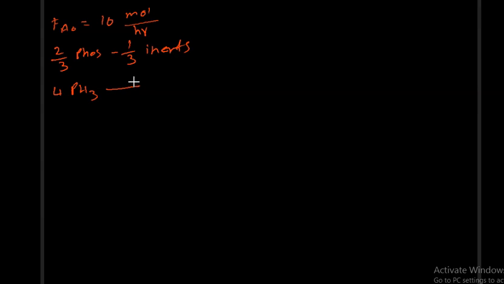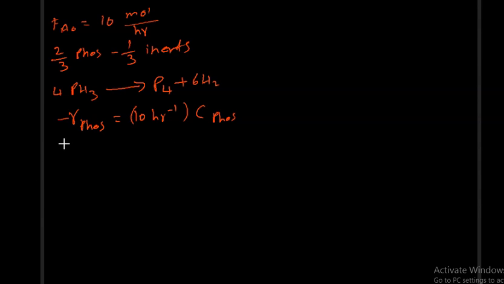4PH3 gives rise to P4 plus 6H2. This is the stoichiometric equation given, and the rate equation, -Ra, is equal to 10 power inverse of C phosphine.